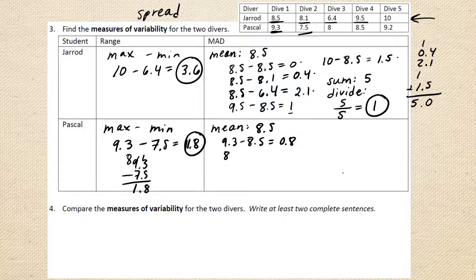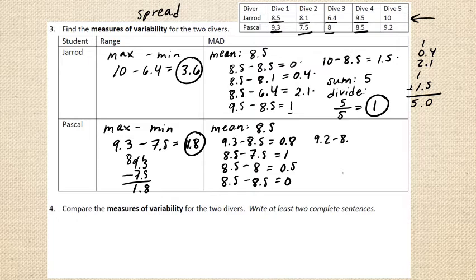Then I have 8.5 minus 7.5. That dive was 1 away from the mean. Now I have 8. 8.5 minus 8, I get a half. Now I have 8.5. 8.5 minus 8.5, I get 0. That matched exactly with the mean. And now I have 9.2. 9.2 minus 8.5, I get 7/10.